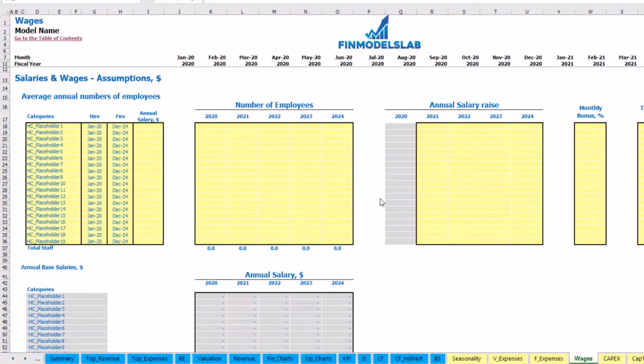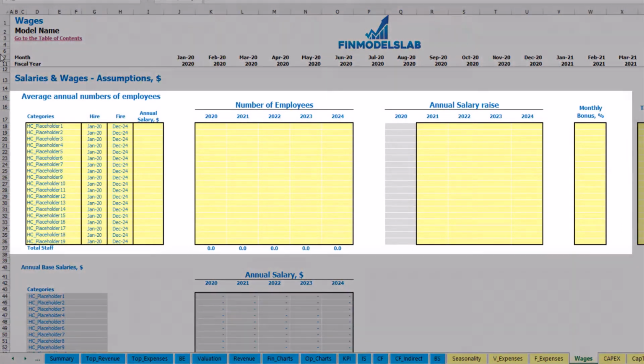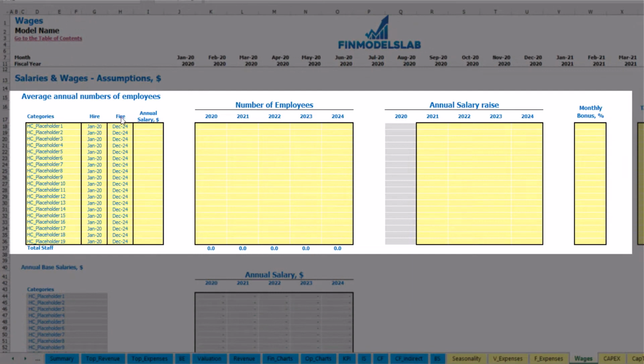On the Wages tab you can input your headcount by categories, with hire and fire date, with annual salary, with ability to input different number of employees by years, with annual salary rise percentage, with monthly bonus and tax rate. Let me give you a couple of examples.